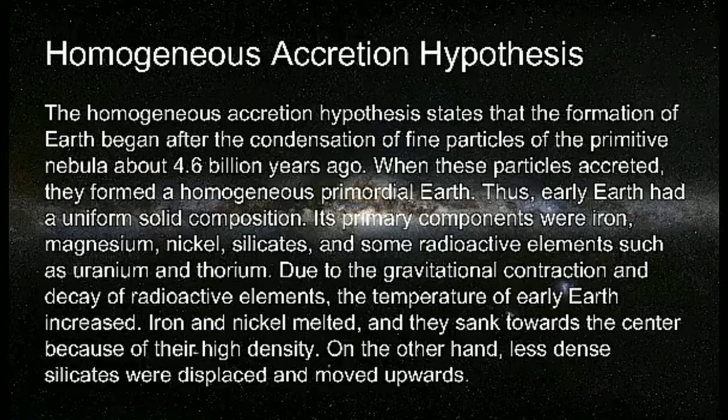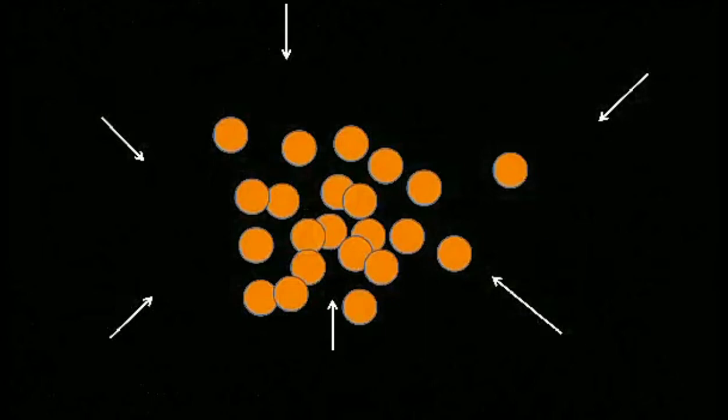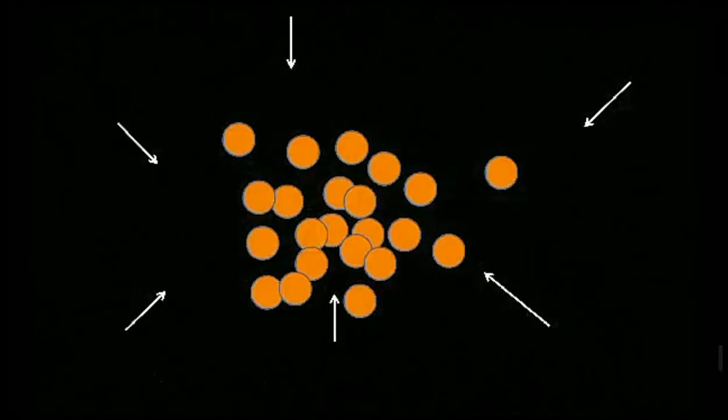Due to the gravitational contraction and decay of radioactive elements, the temperature of early Earth increased. Iron and nickel melted and they sank towards the center because of their high density. On the other hand, less dense silicates were displaced and moved upwards. Homogeneous accretion is when Earth accreted from materials of the same composition after condensation.